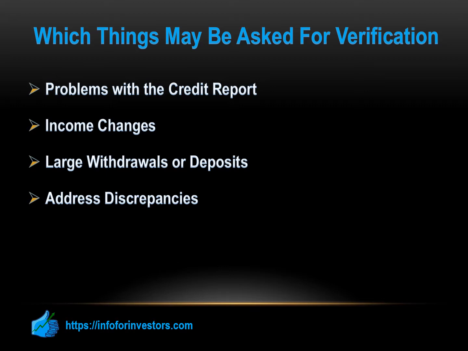Address discrepancies. Your credit report is going to show your address, and an underwriter is going to take a look at that. If there's a problem, they may request that you clear up address problems. Bank fees. If you've had a history of overdrafts with your bank, you may have to clear this up. After all, they want to make sure you're not going to miss their payments. Job changes.